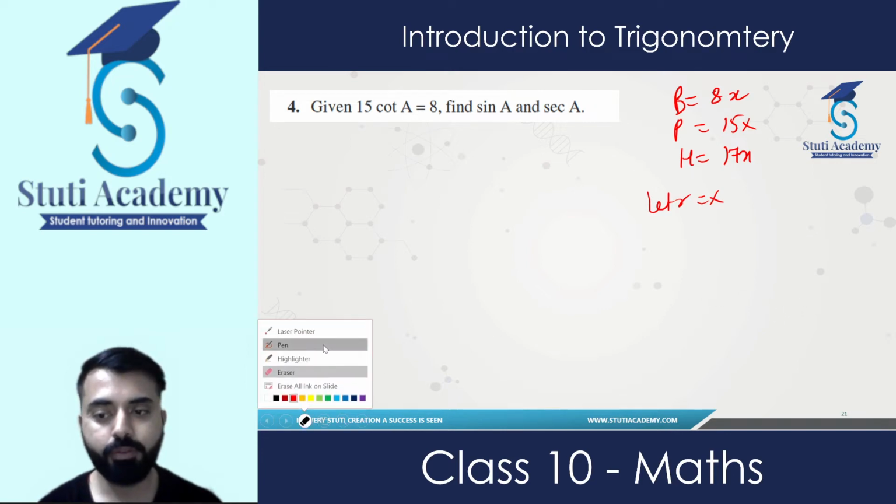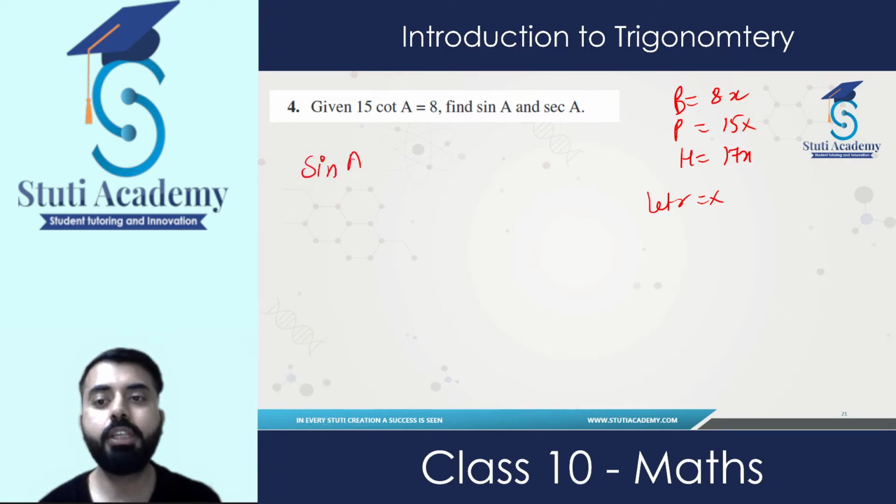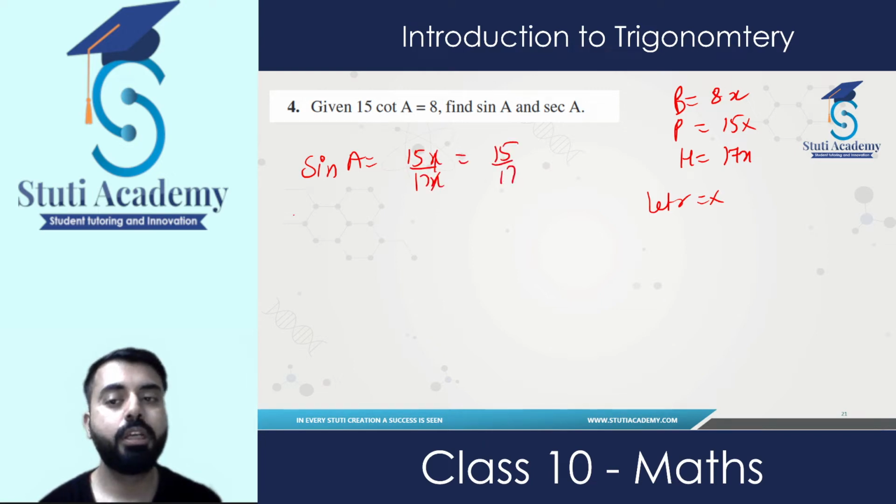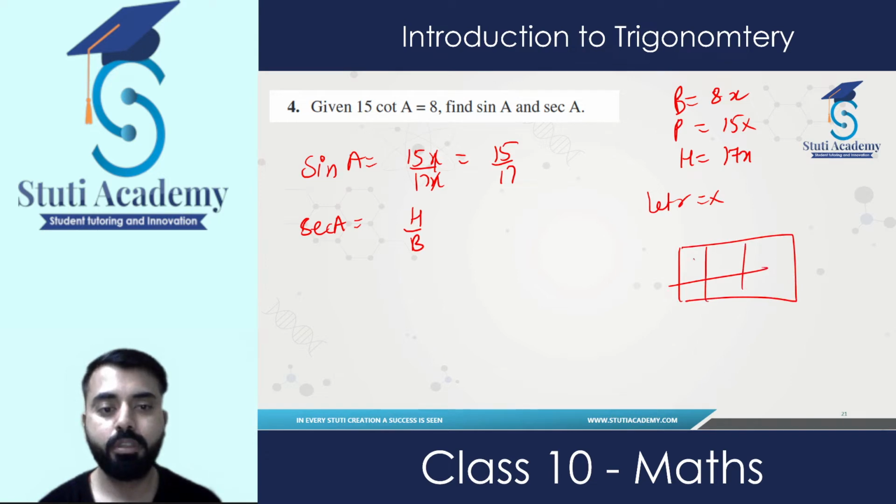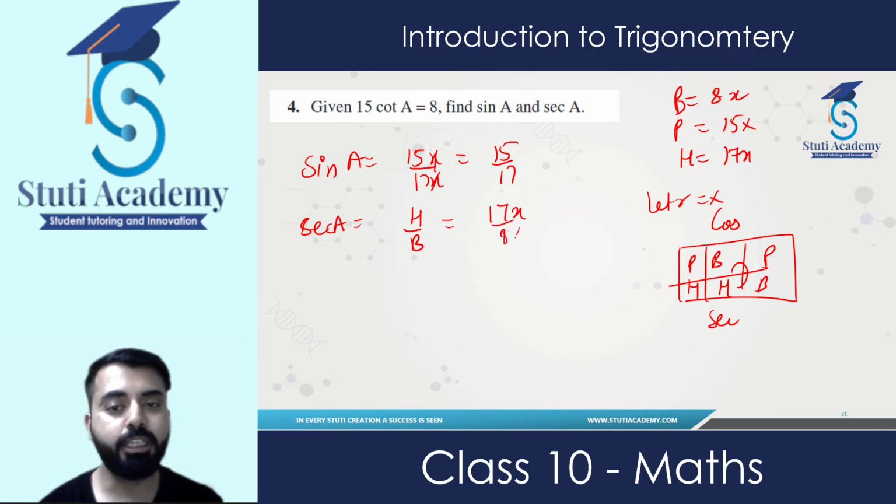So I have to find out sin A. Sin A is perpendicular upon hypotenuse. That means 15x over 17x, which will be 15 by 17. And I know secant A is hypotenuse over base, right? P, P, P, H, H, P. This is cos, this is secant. Secant is hypotenuse upon base. So that will be the case. Answer will be 17x by 8x. Answer will be 17 by 8.